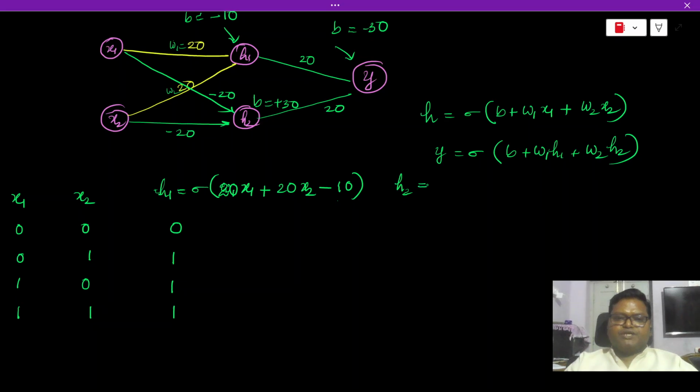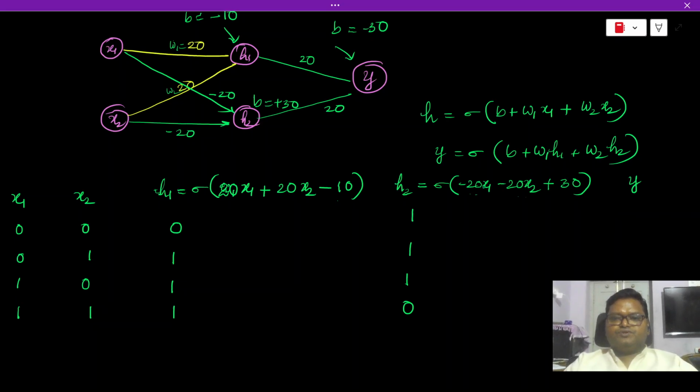H2 will be calculated as sigmoid of minus 20 x1 minus 20 x2 plus bias 30. So 0, 0 plus 30, this will be 1. 0, 1: minus 20 plus 30, 10, 1. 1, 0: minus 20 plus 30, again 1. And when it is 1, 1: minus 20, minus 20, minus 40, minus 40 plus 30, minus 10, so it will be 0. This is H2. What about Y?